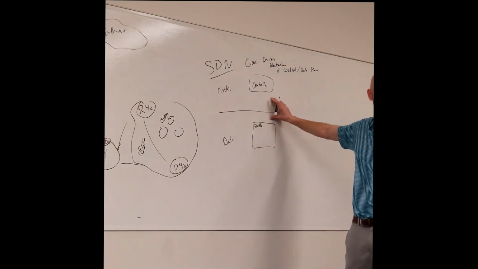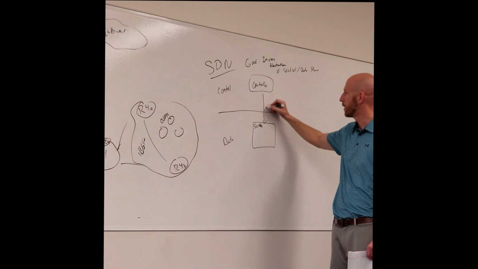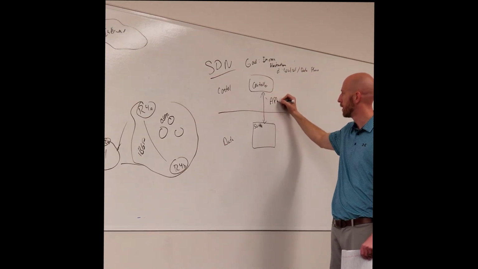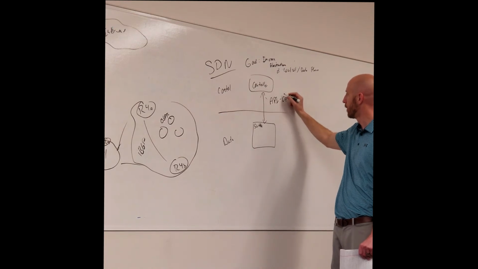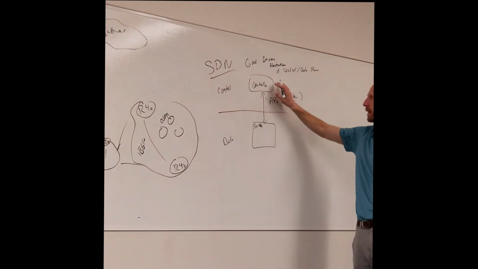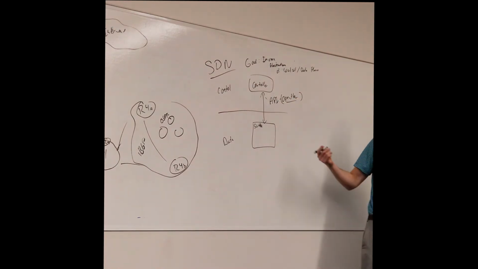So what do we need? We need to have some sort of API, right? Which is generally OpenFlow, a protocol, right? So we need a way a controller can specify to the switch how to operate. And so what does this controller send?